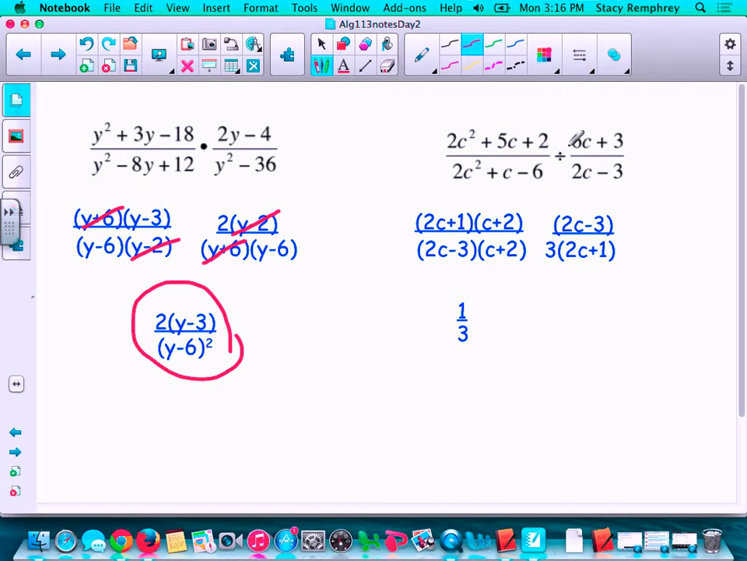Okay. Over here, again, I factored the numerator. I factored the denominator here. The 2 with c minus 3 is moved up top because you multiply by the reciprocal. And the 6c plus 3, I factored out a GCF of 3. Then I'm going to cancel.